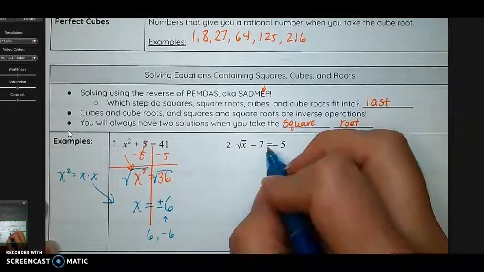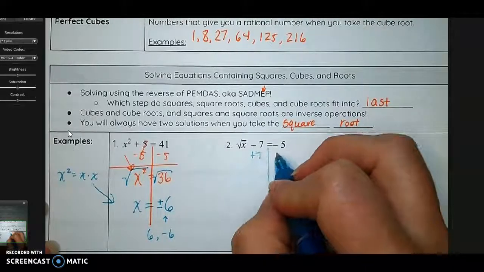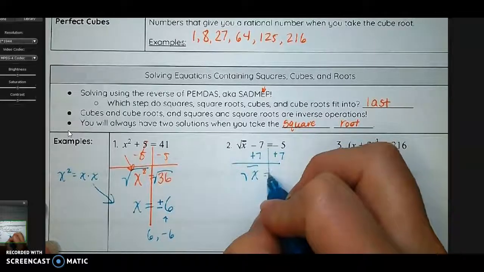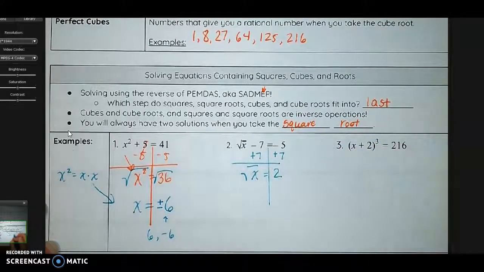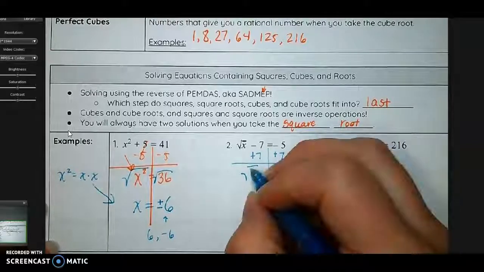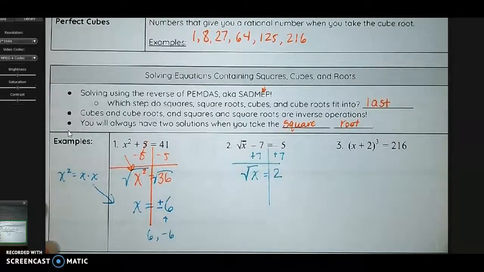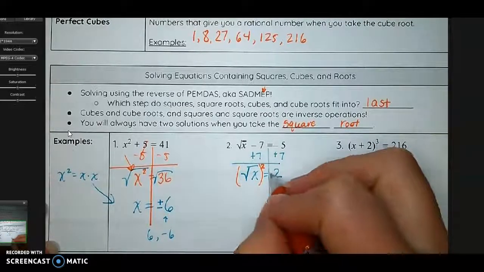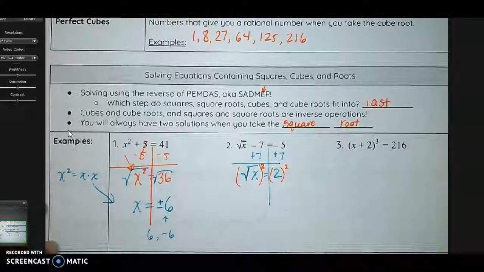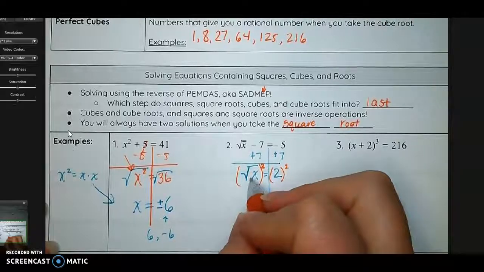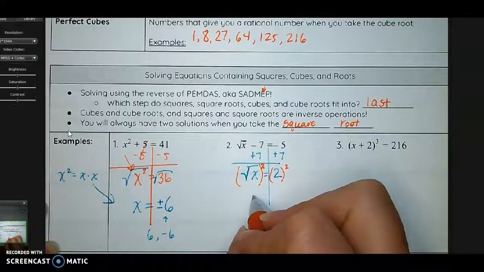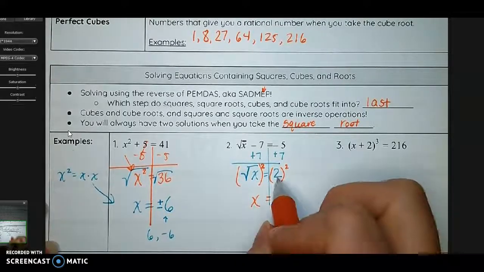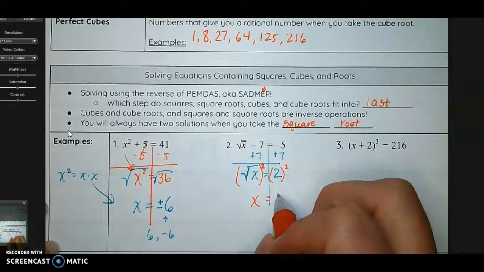On this one over here, I drop my line down. I'm going to add 7. And I have the square root of x is equal to 2. Well, if I want to undo the square root, I'm going to do its inverse operation. I'm going to square it, which means I'm going to square that as well. When I square that, the square root times the square root is just going to give me x by itself. And then 2 squared is 4.